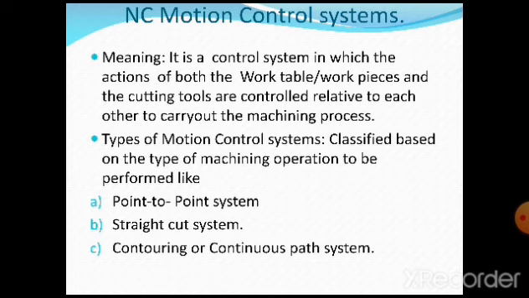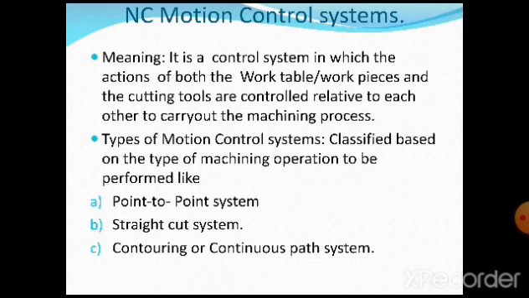Motion control system: it is a control system in which the actions of both the work table or the workpieces and the cutting tools are controlled relative to each other to carry out the machining process. The main intention of the NC motion control system is to provide the relative motion between the cutting tool and the work table.